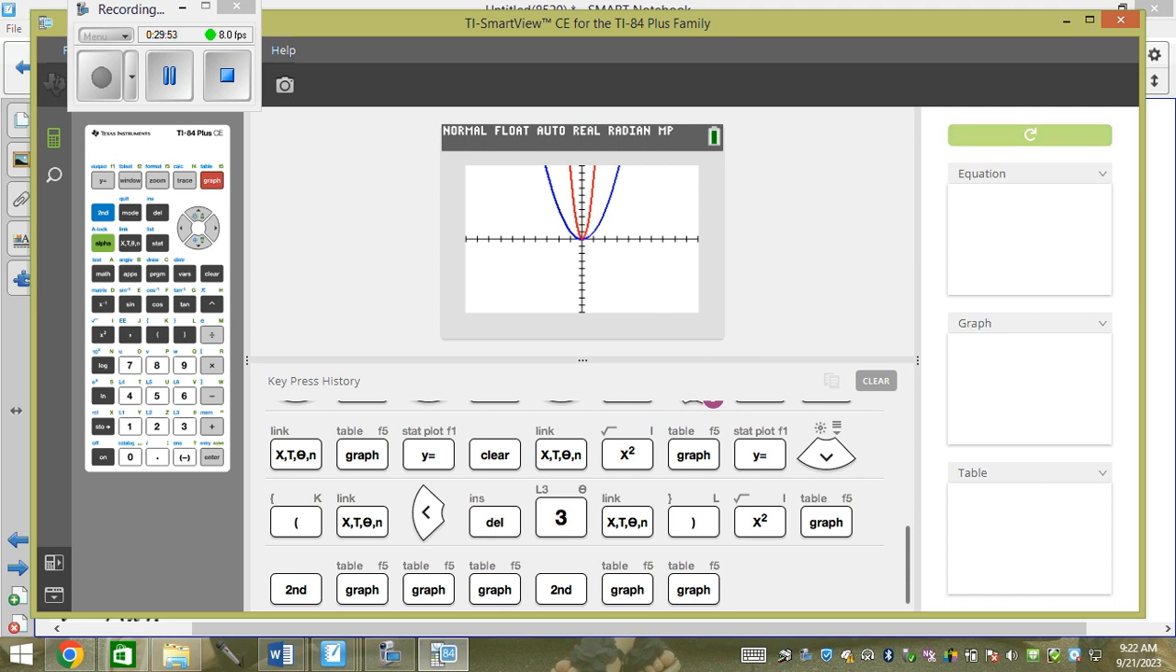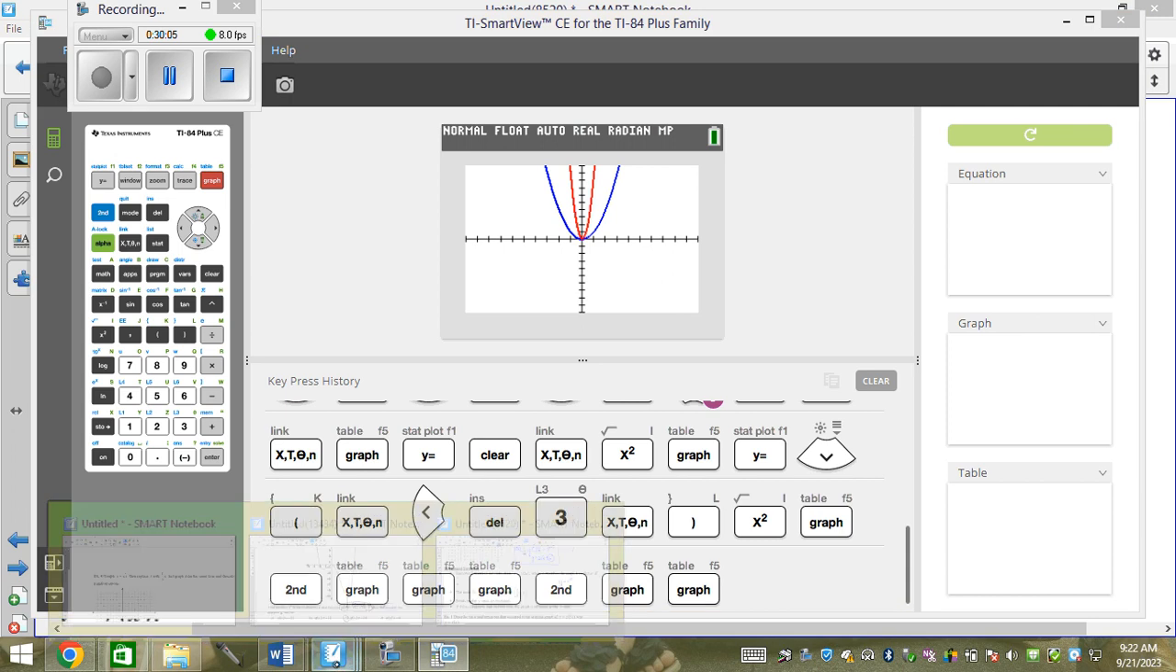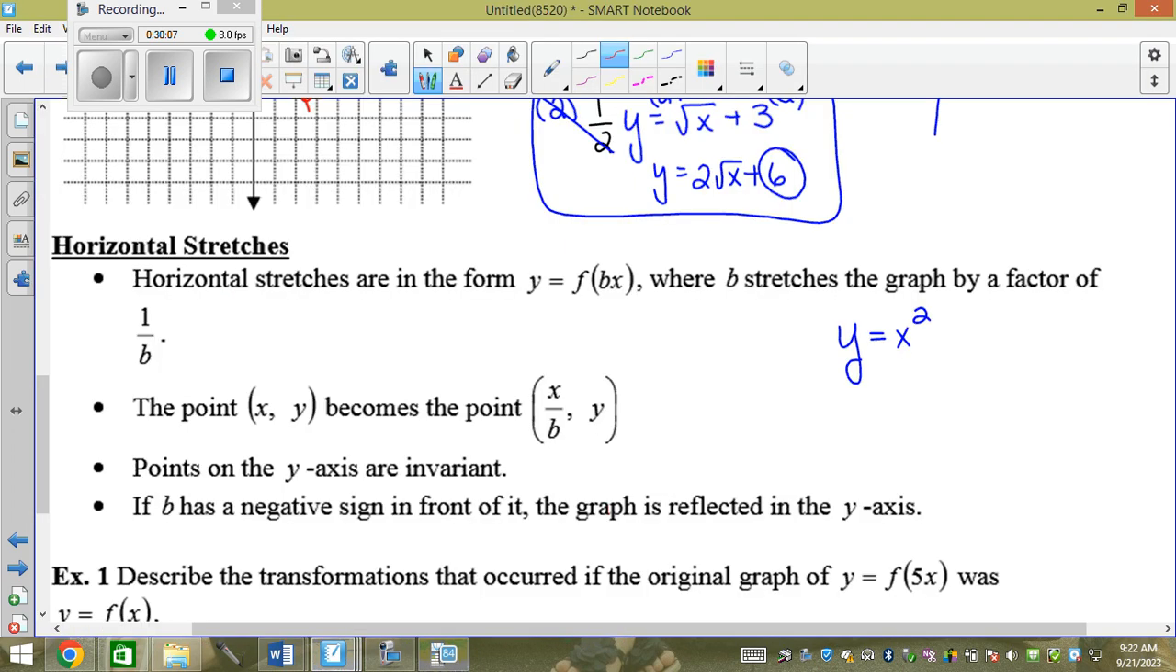What do you suppose? Just guessing. Instead of 3, what do you think it might be? 1 over 3. Your horizontal stretches are always 1 over the b value. So when we look at transformations, transformations are in the form y equals a f b x minus c or h plus d.